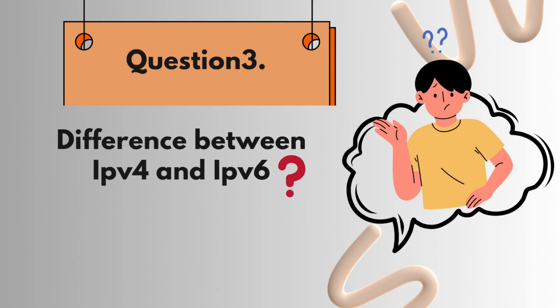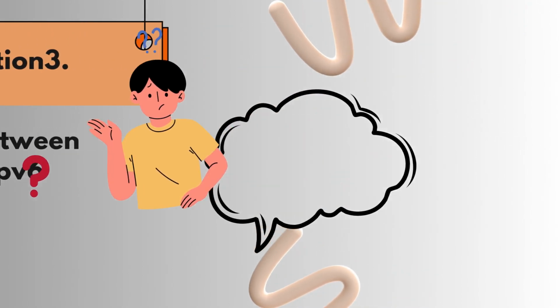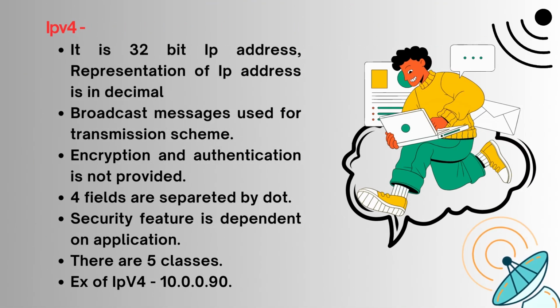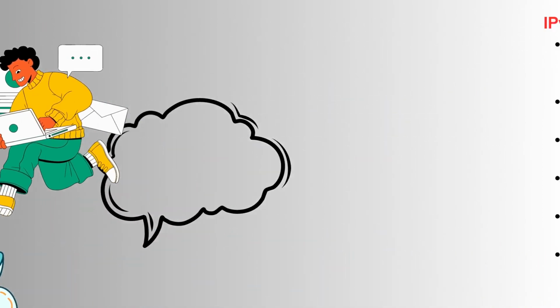Question 3. Difference between IPv4 and IPv6. IPv4 is a 32-bit IP address. Representation of the IP address is in decimal. Broadcast messages are used for the transmission scheme. Encryption and authentication are not provided. 4 fields are separated by dots. Security feature is dependent on the application. There are 5 classes, and this is an example of IPv4.